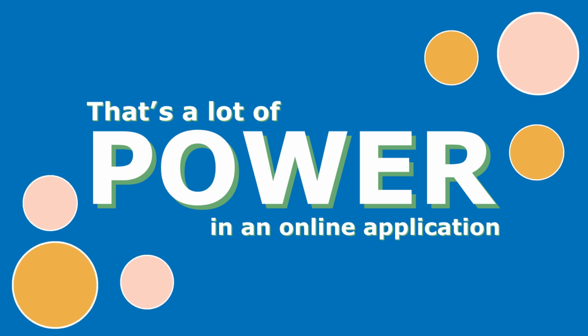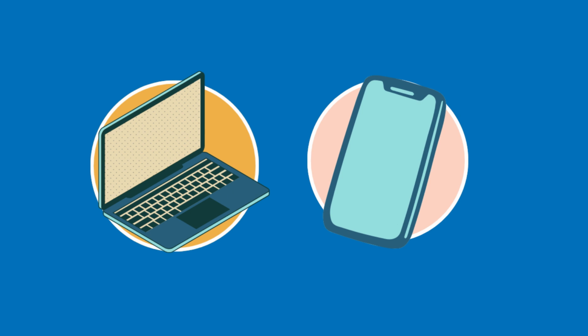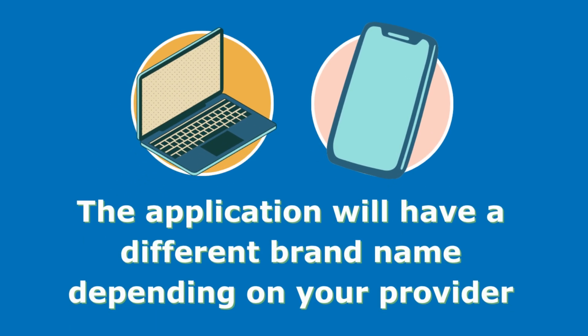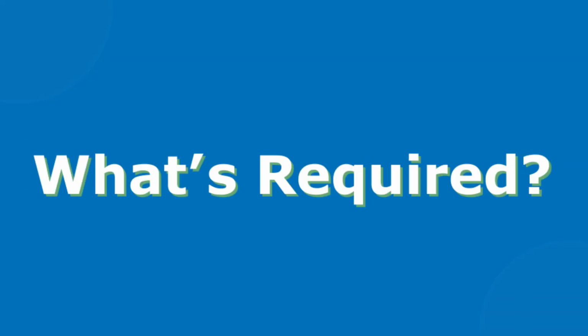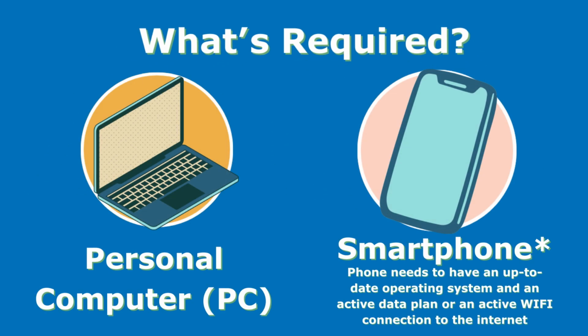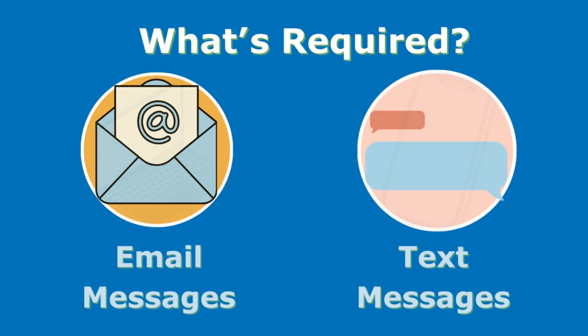In this video, we will cover how to reach the application from your personal computer or PC and your mobile phone. The application will have a different brand name depending on your provider, but in general, it is referred to as a patient portal, and that's what we'll use for this demonstration. What's required? A PC with an active internet connection, or a smartphone with an up-to-date operating system, an active data plan, or Wi-Fi connection to the internet. In both cases, you'll also need to be able to receive email messages and text messages.